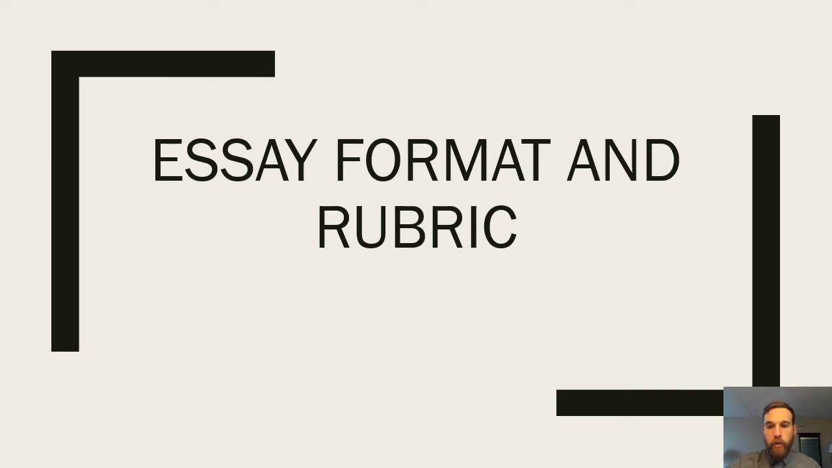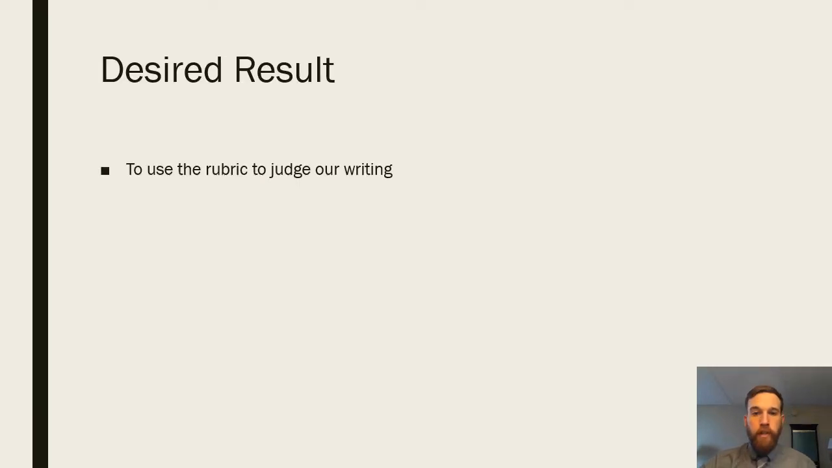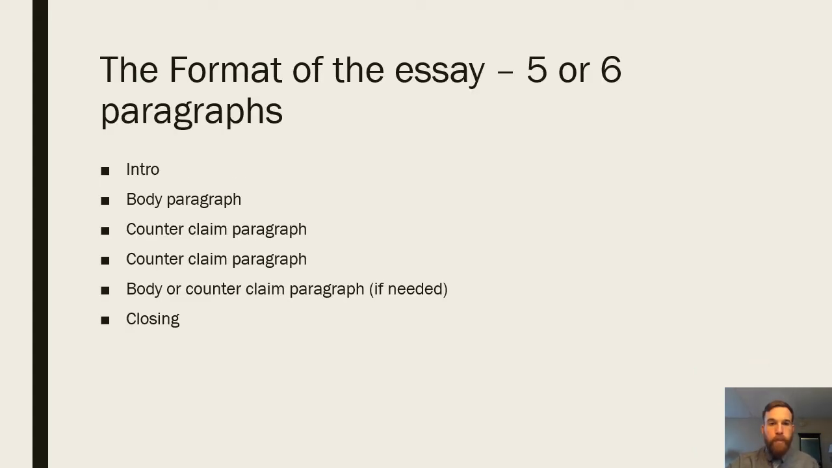Today we're going to start working with the rubric, the checklist that will work for our argument writing. Our goal today is to understand that rubric and to use it to judge our own writing. You'll get to look at your own writing a little bit later. We'll use some model and sample writings to do this first part.